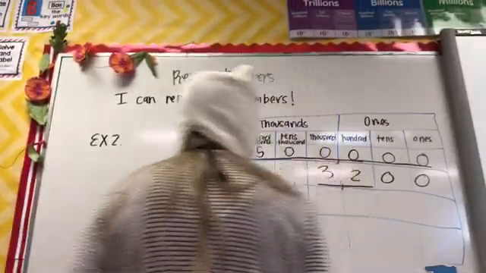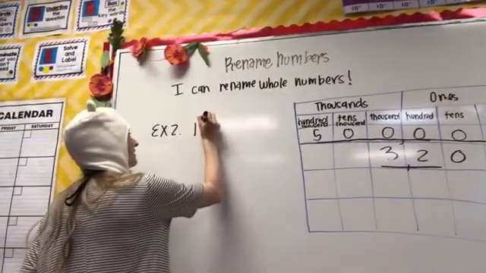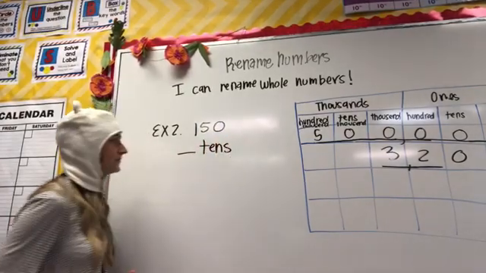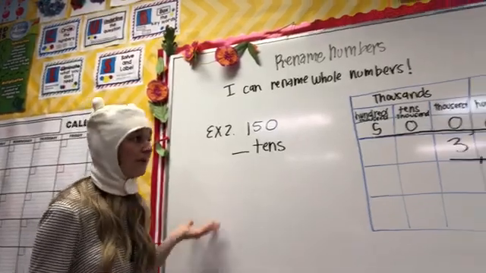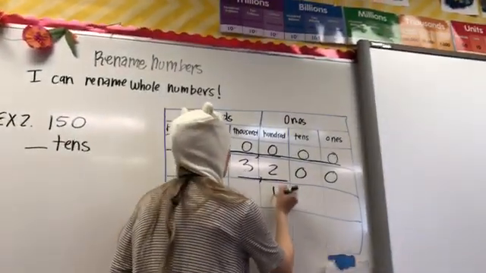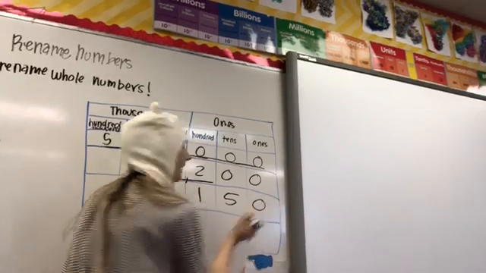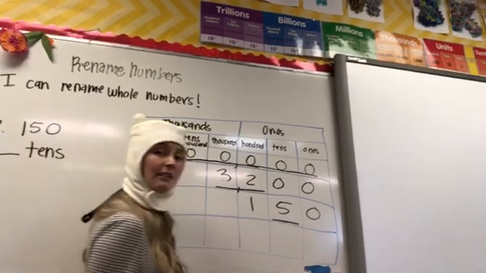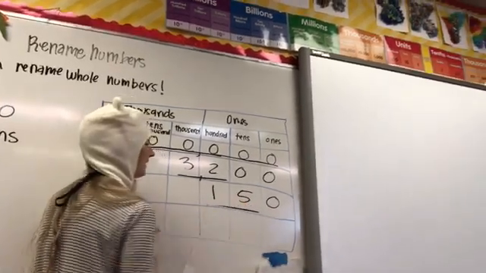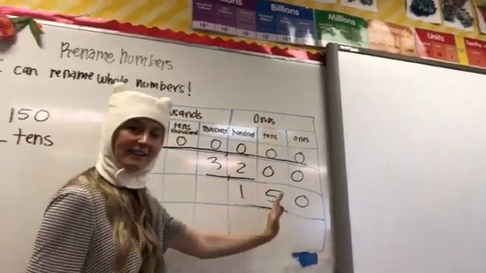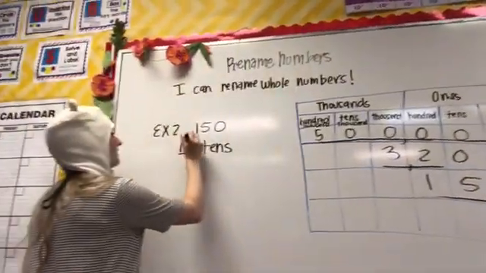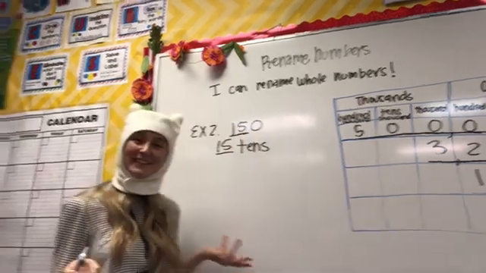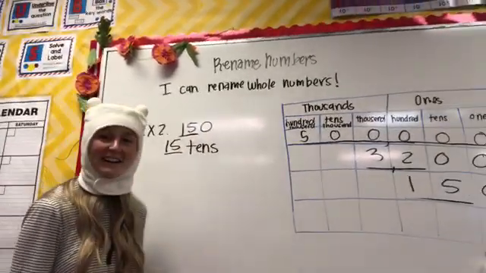All right, we have 150, and I want to know how many tens this is. So I'm going to plug it in over here. I put 150. I look, oh, what number is in my tens place? My 5 is. So everything to the left of it is included. So I have 15 tens. My tens place is a 5. Everything to the left of it, 15 tens. Okay, great. Let's try another example.